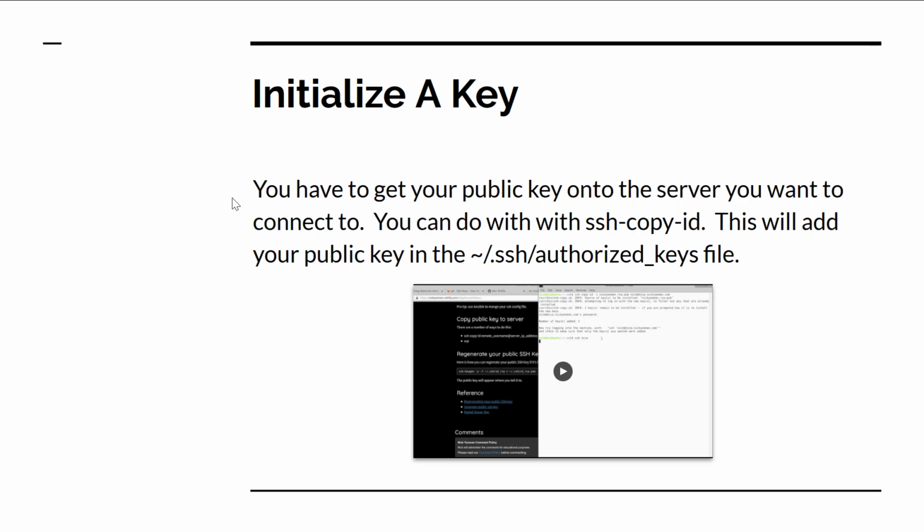Now, if you want to connect to your servers, so your virtual machines, any Linux system running sshd, we need to initialize the public key on that server. There's a command to do this called ssh-copy-id. What that'll do is copy your public key into the authorized_keys file.